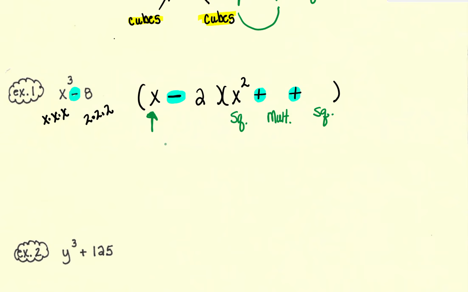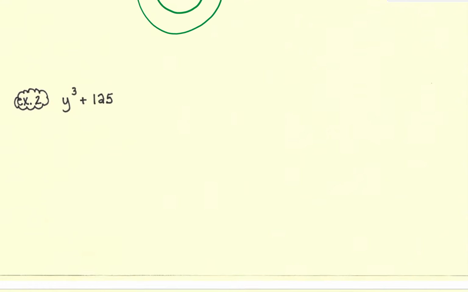Then I'm going to multiply those two together and get 2 times x, which is 2x. And then I'm going to square the last one, and 2 squared is 4. And it's simple. All right, let's take a look at the second one.